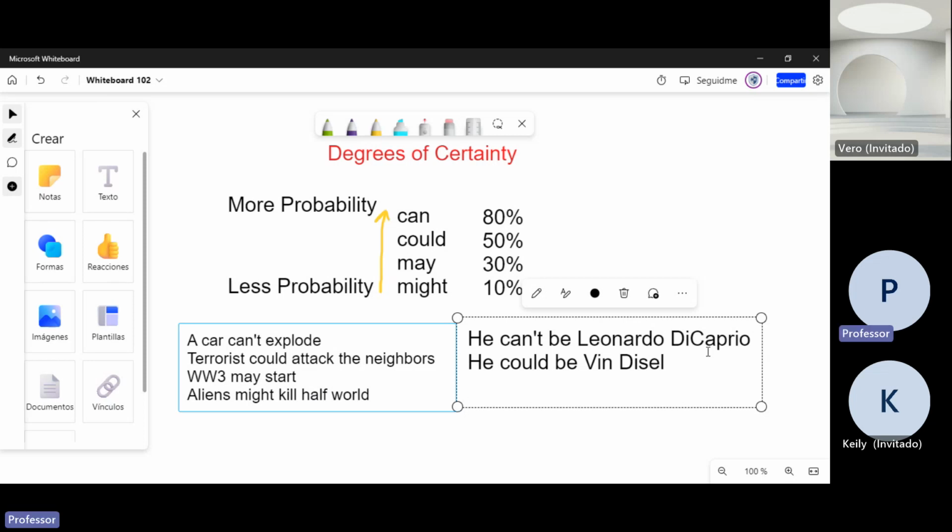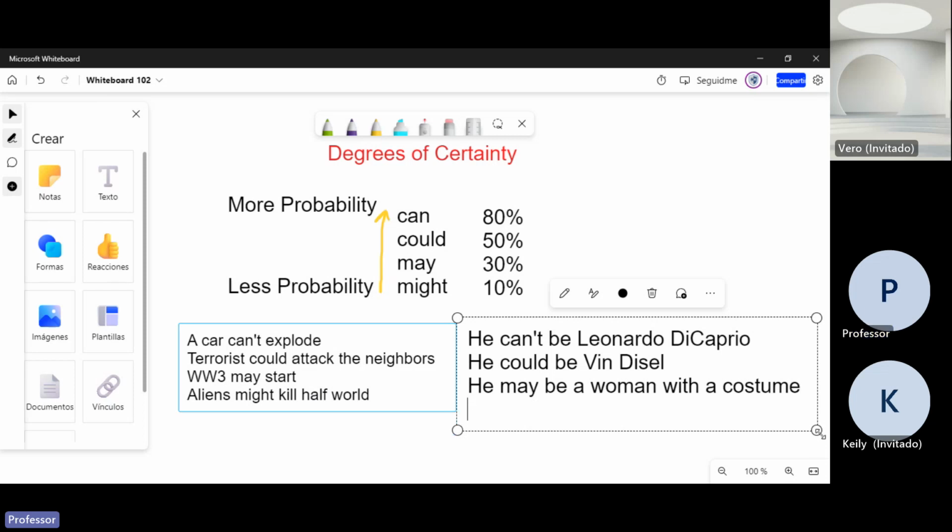Now, obviously we're talking about a boy, so he might be a woman with a costume. It's less probable. I mean, why in a movie would there be a woman wearing a costume to look like a man? It's less probable, but it could be. And obviously, with might, he might be, I don't know, someone that is dead. Let's say Cantinflas. It's not possible that Cantinflas is in a new movie, but maybe, because he's dead, with technology, or maybe they did something with him, right?